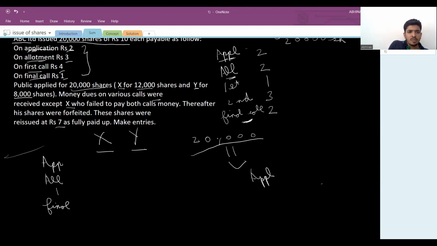Now, the value of each installment. Application: X needs to pay 2 rupees, Y also needs to pay 2 rupees. Allotment: X needs to pay 3 rupees, Y also needs to pay 3 rupees. But these are common, it's for both of them, it's for everybody in the public. And first call, X needs to pay 4 rupees, Y also needs to pay 4 rupees. Final call, X needs to pay 1 rupee, Y also needs to pay 1 rupee.